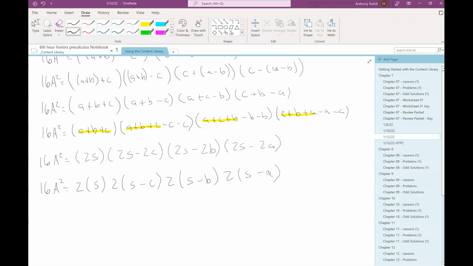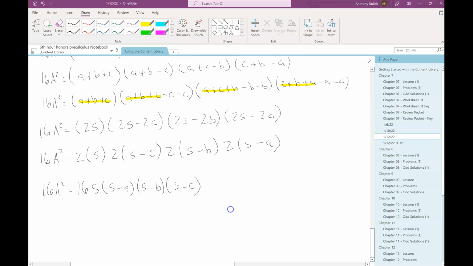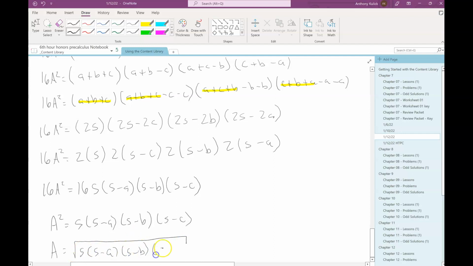And since everything on the right-hand side is being multiplied together, I can multiply that in any order I want. So I'm going to put all those 2's together. 2 times 2 times 2 times 2 is 16. And then I'm just going to change the order there a little bit. If I divide both sides by 16, the 16s just cancel out of there. Oh my goodness, we're so close. And then I just square root both sides to get rid of the squared on the a. And there is my Heron's formula.